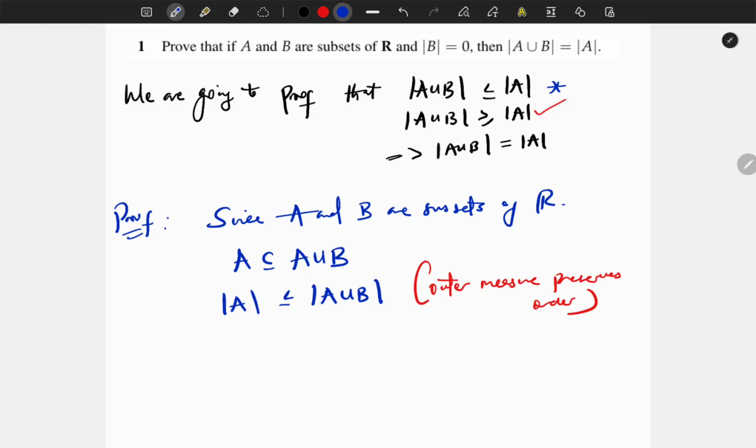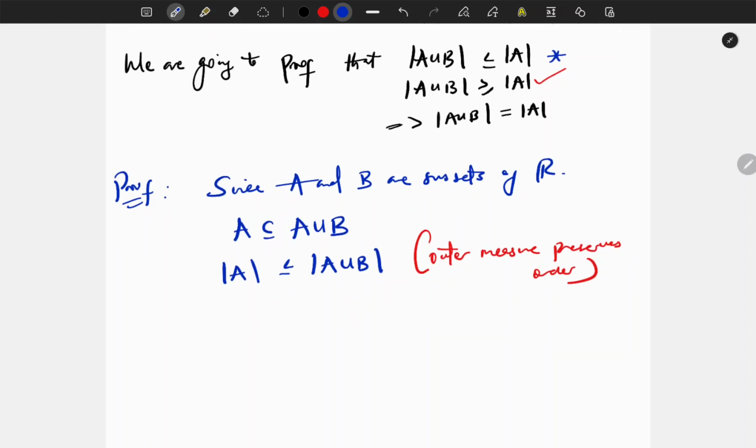So for the second part, we know that B is a subset of A union B, and then A union B take away A. Okay, does that make sense?